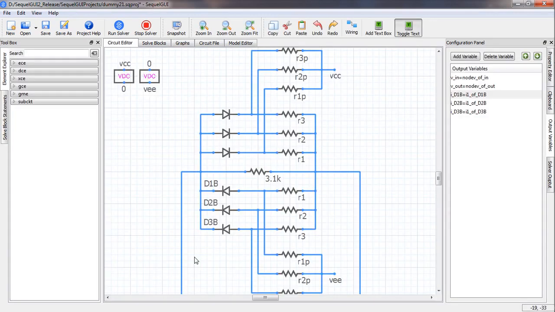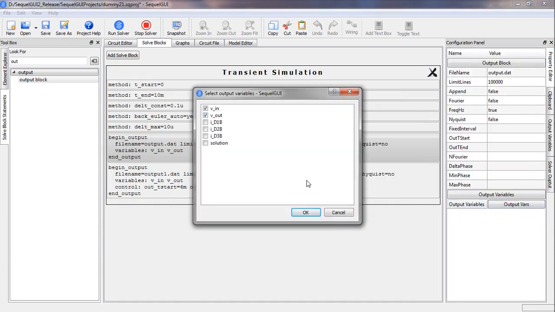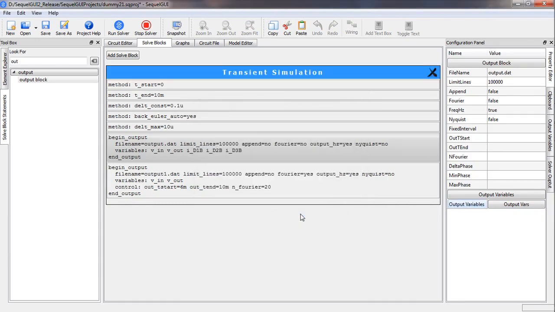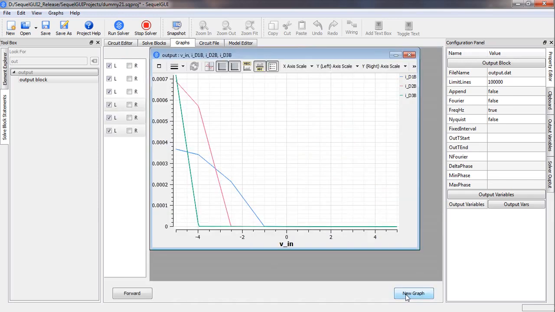Let us now look at the diode currents, in particular the currents through D1B, D2B and D3B. So what we have done is we have added 3 more output variables, ID1B, ID2B and ID3B. Let us add these to the output file first. Okay, let us run the simulation and look at these variables now. And what we will do is to plot these variables as a function of V in, because then we will be able to see the breakpoints, like that.